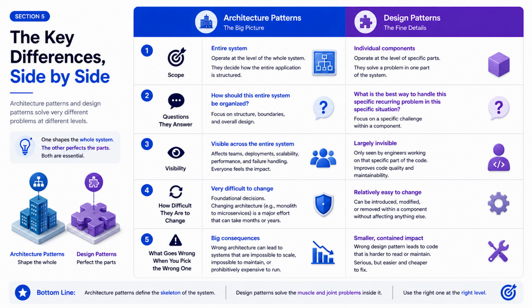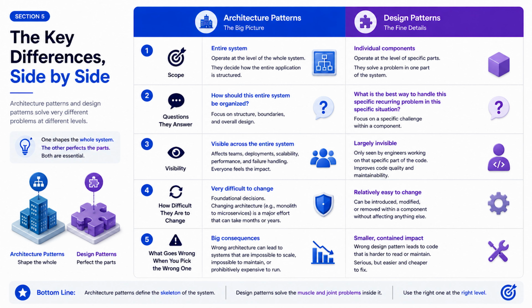Now let us put the two side by side. The first difference is scope. Architecture patterns work at the level of the entire system. Design patterns work at the level of individual components. The second difference is the question they answer. Architecture patterns ask, how should this whole system be organized? Design patterns ask, what is the best way to solve this specific recurring problem?